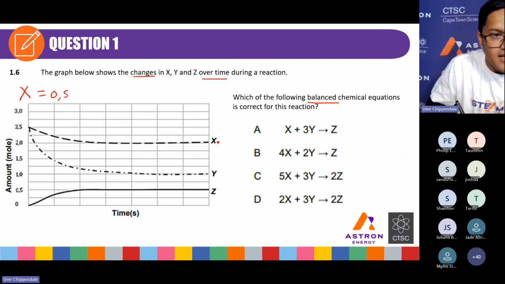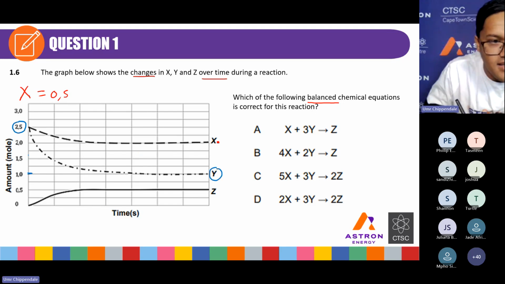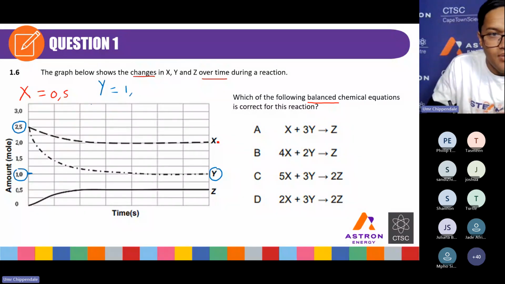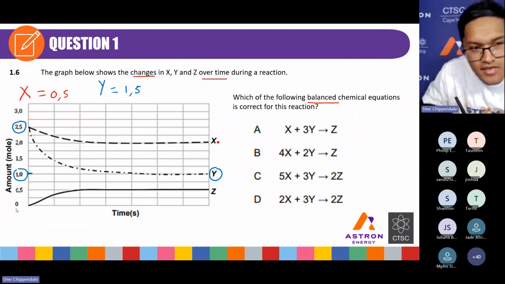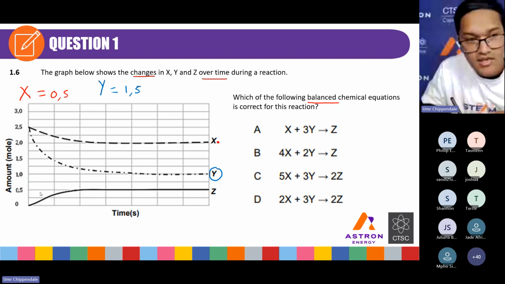Y also began here. So Y began at 2.5 and it ended over here. So that is at this point, that is 1.0. So for Y, that is going to be 2.5 minus 1, and that is going to be equal to 1.5. Then we do our last one over here, because remember, we want to see how these are changing with each other.